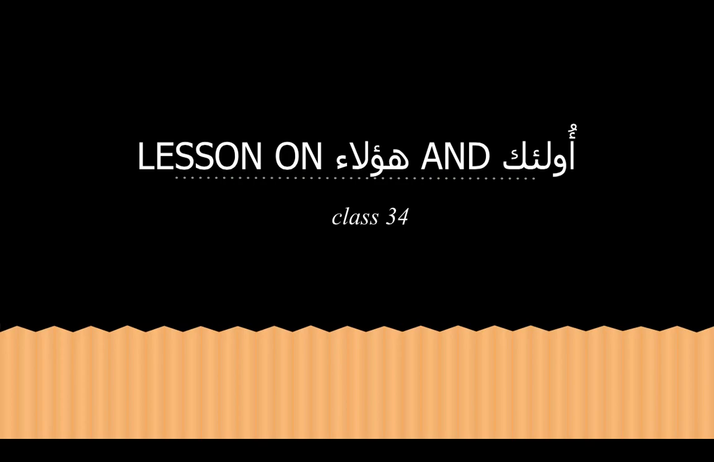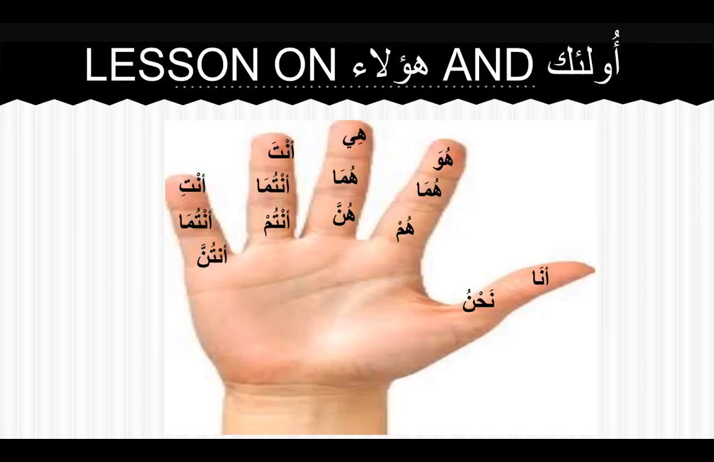Alhamdulillah, we are doing our lesson on أولئك and هؤلاء. These are all اسم الإشارة للقريب and اسم الإشارة للبعيد. So before we continue with our lesson, we're just going to practice our pronouns inshallah. So huwa, huma, hum, hiya, huma, hunna, anta, antuma, antum, anti, antuma, antunna, ana, nahnu.